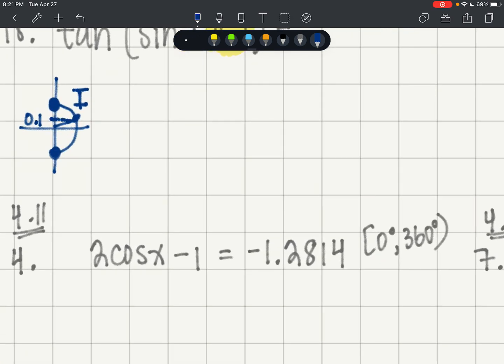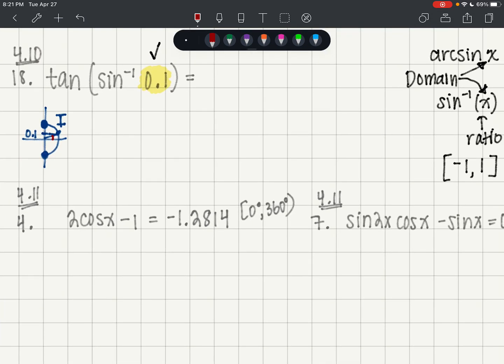It's this angle. Let's grab a red pen. That angle right there. I don't know what that angle is. I have no idea what that angle is. The inverse sine of 0.1 is some angle. I'll call it theta. The tangent of theta is equal to what value?